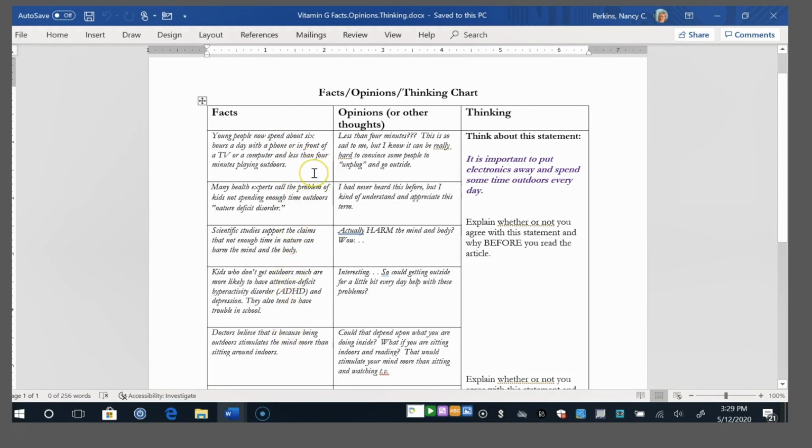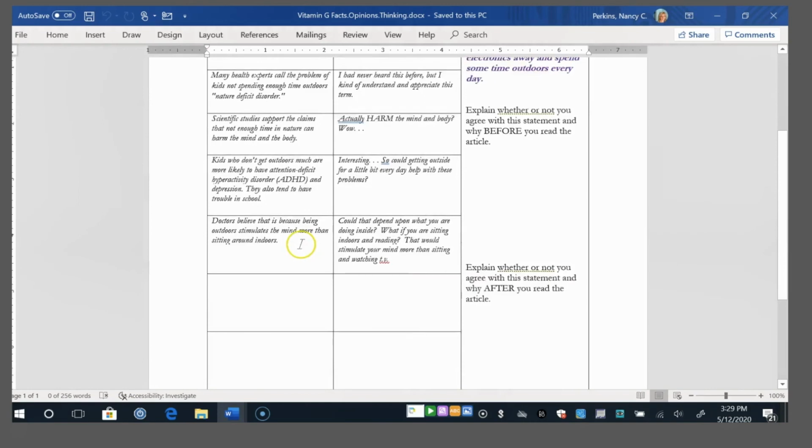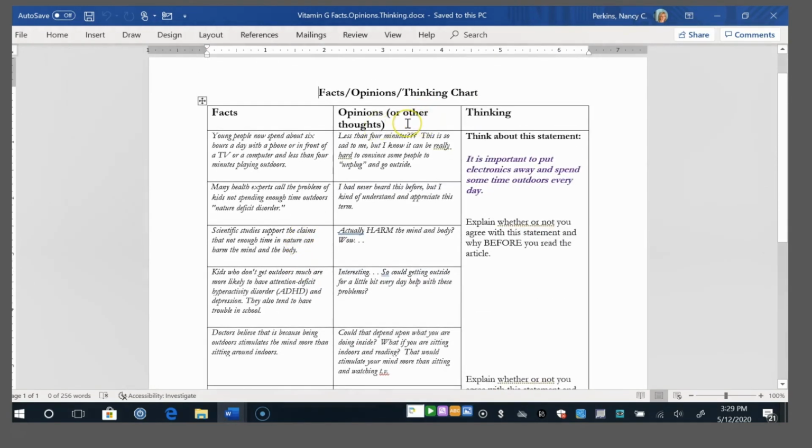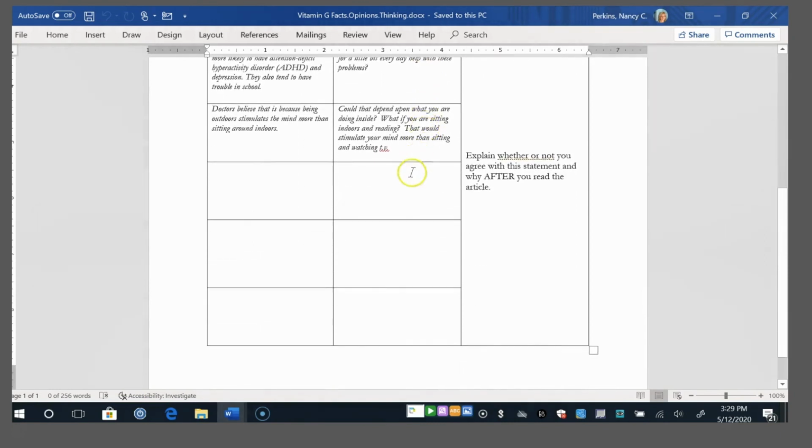You can see that I've already done this for that section of the article that I read and the facts that I highlighted. You need to make sure that you found at least 3 additional facts in the part that you read that you can list here on the chart. Then the middle column is for your opinions or whatever other thoughts that you had while you were reading. And you can see that I've recorded those for what I was thinking for the first part of the article here. And again, your job is to finish that column for what you were thinking for the parts that you read.